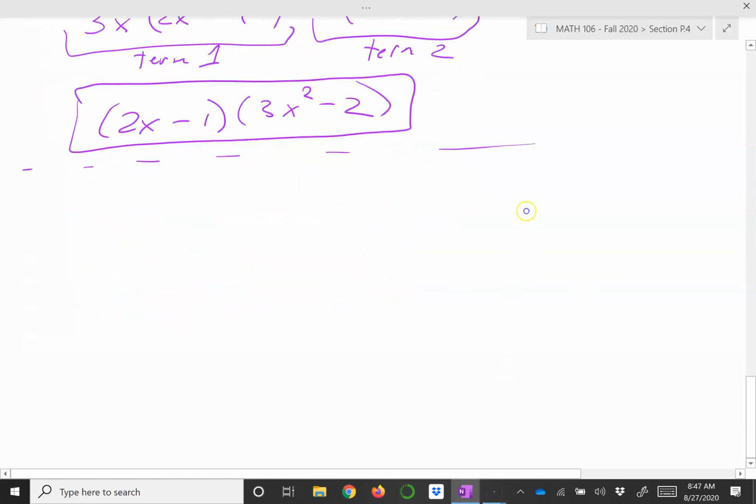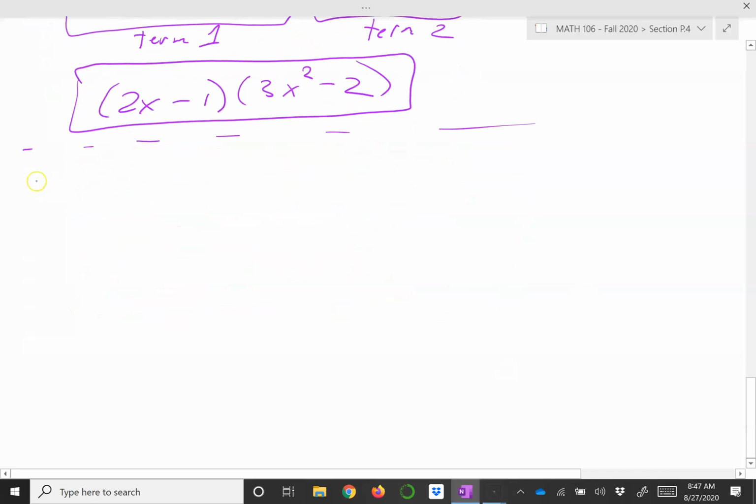All right, let's do another one. And again, easy to pick out because they have 4 terms.